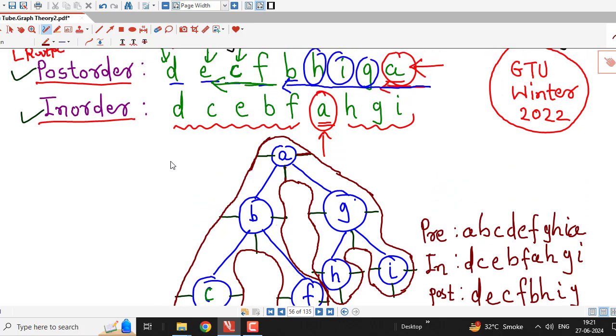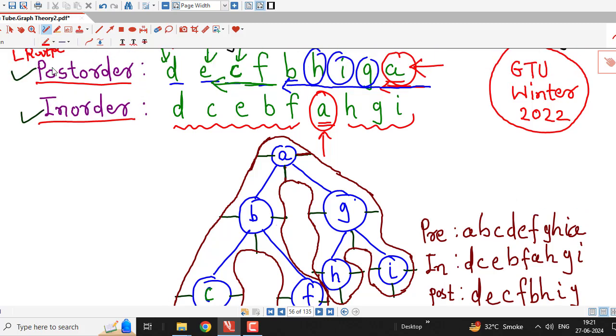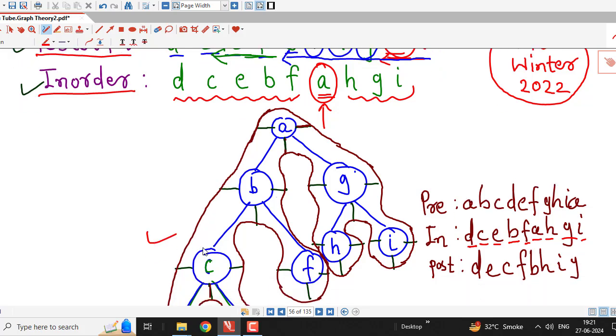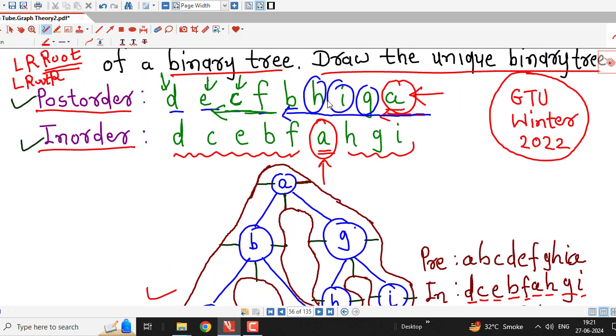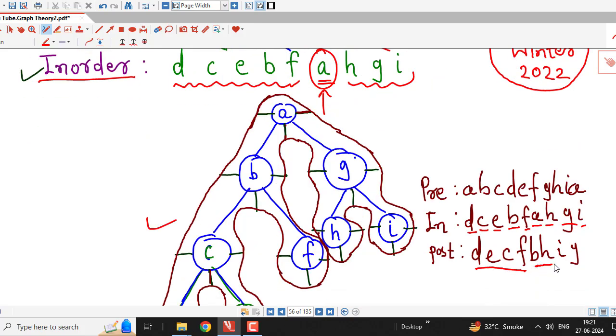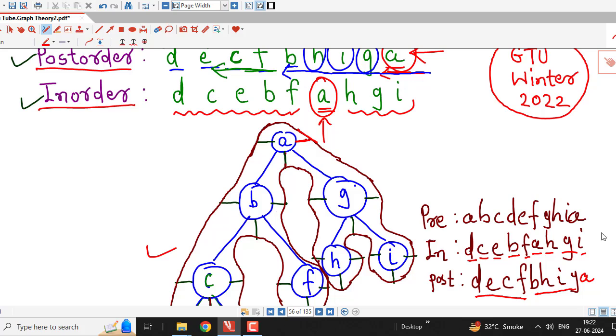So now we can check whether our given in order and post order match with this or not. In order is DCEB, so we can see DCEB, then FA, HGI. So this is our correct binary tree. We can check for post order also. Here I have DECF, so DECF, and then BHIG, and I forgot to write down A. This will touch the post order line of A, so I have to write A.